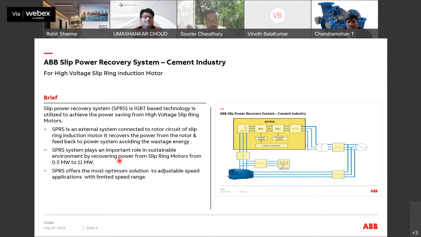And it is the best optimal solution when your slip ring induction motor is operating in a particular speed range like 60% to 95% or 75% to 95%, because in this range we almost get the 10% to 15% energy saving or power recovery of the slip ring induction motor.